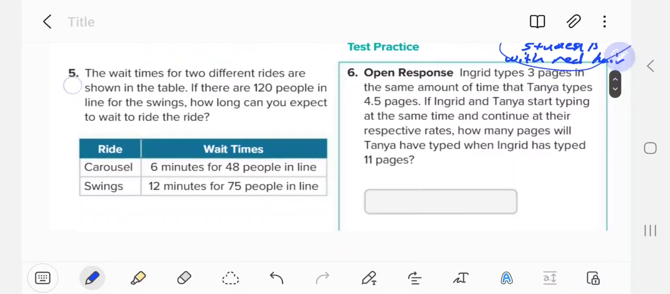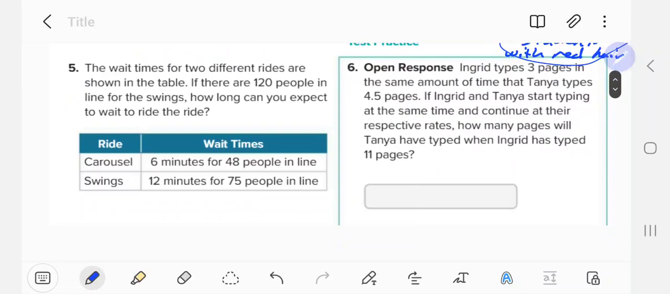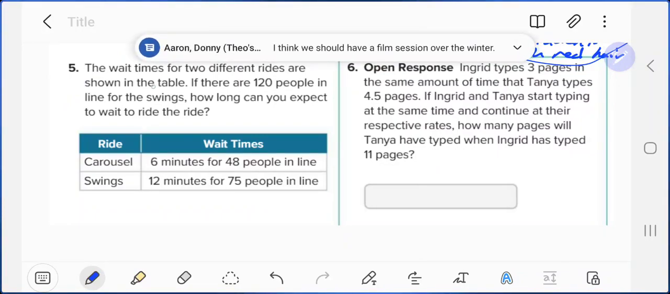Problem number 2 done in the books. Hopefully you're following along and doing well. You might want to just pause and try number 5 by yourself. I'm going to start it here.